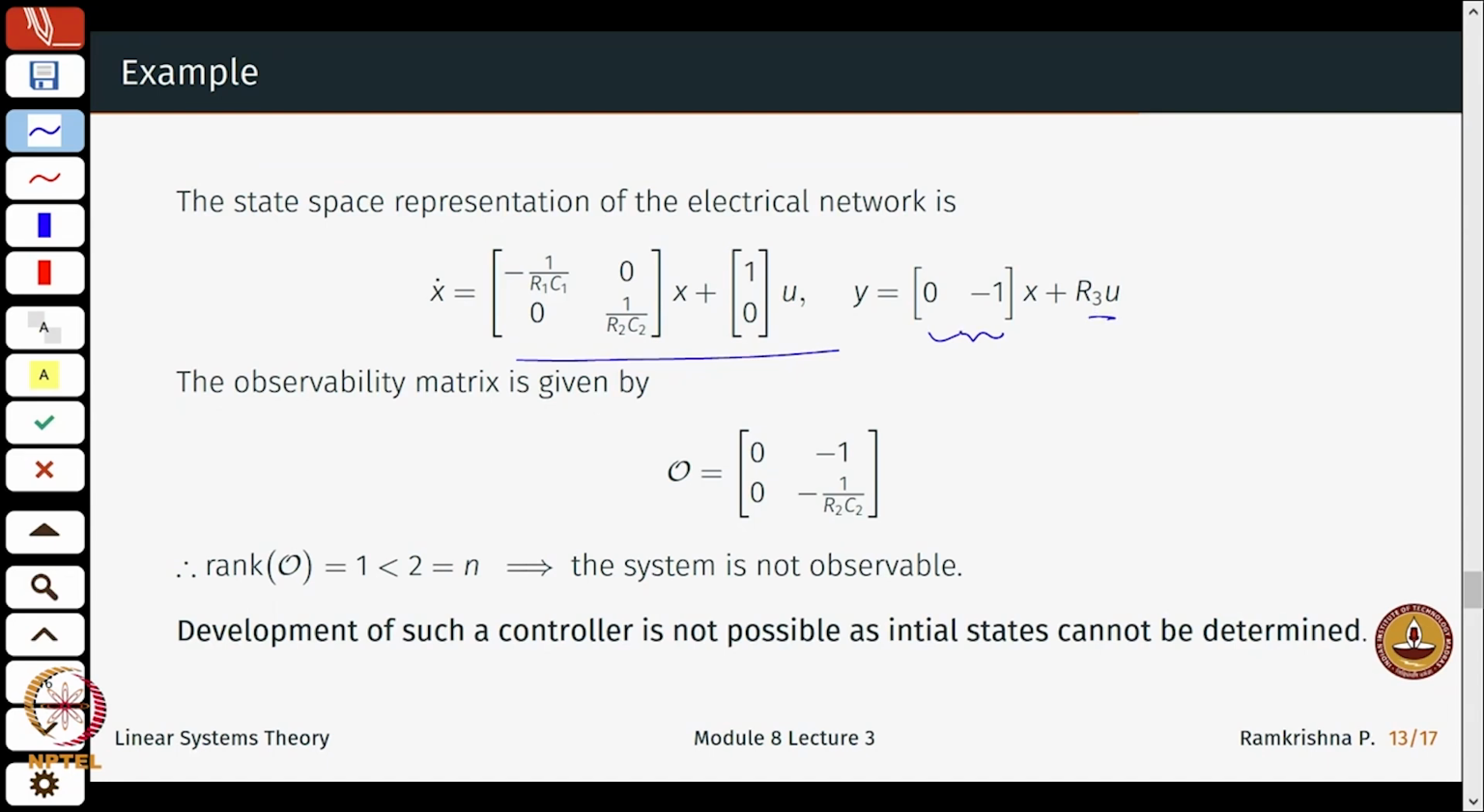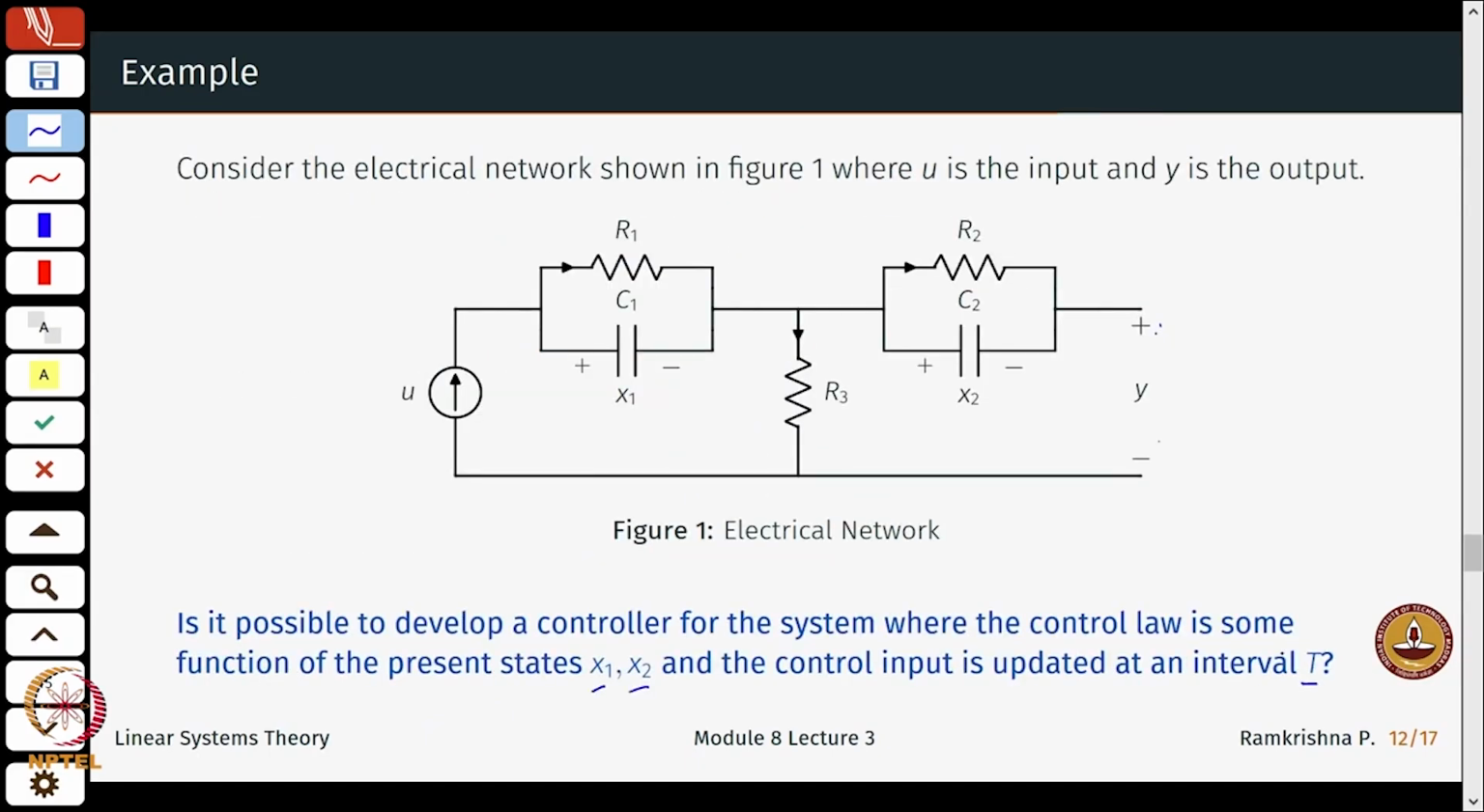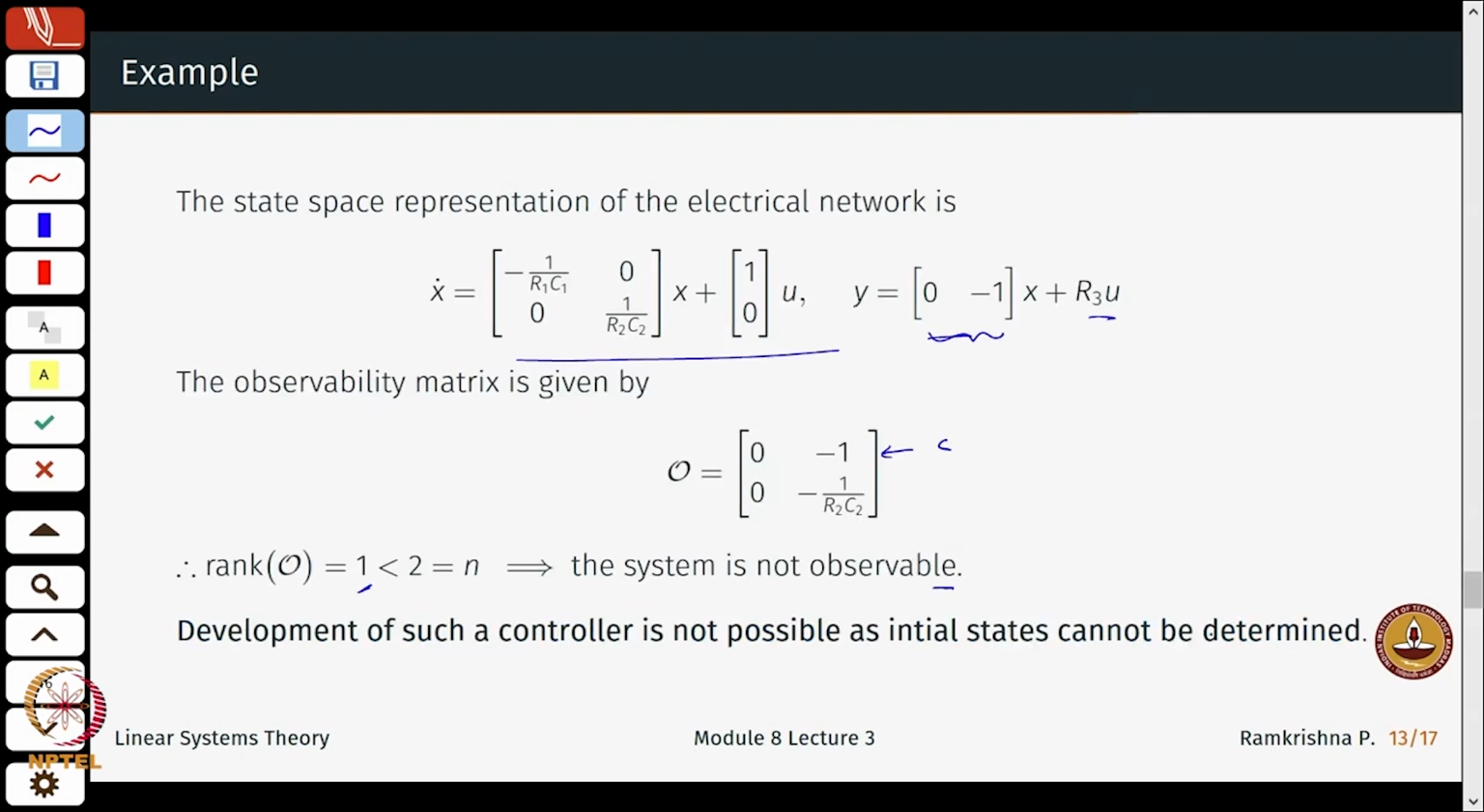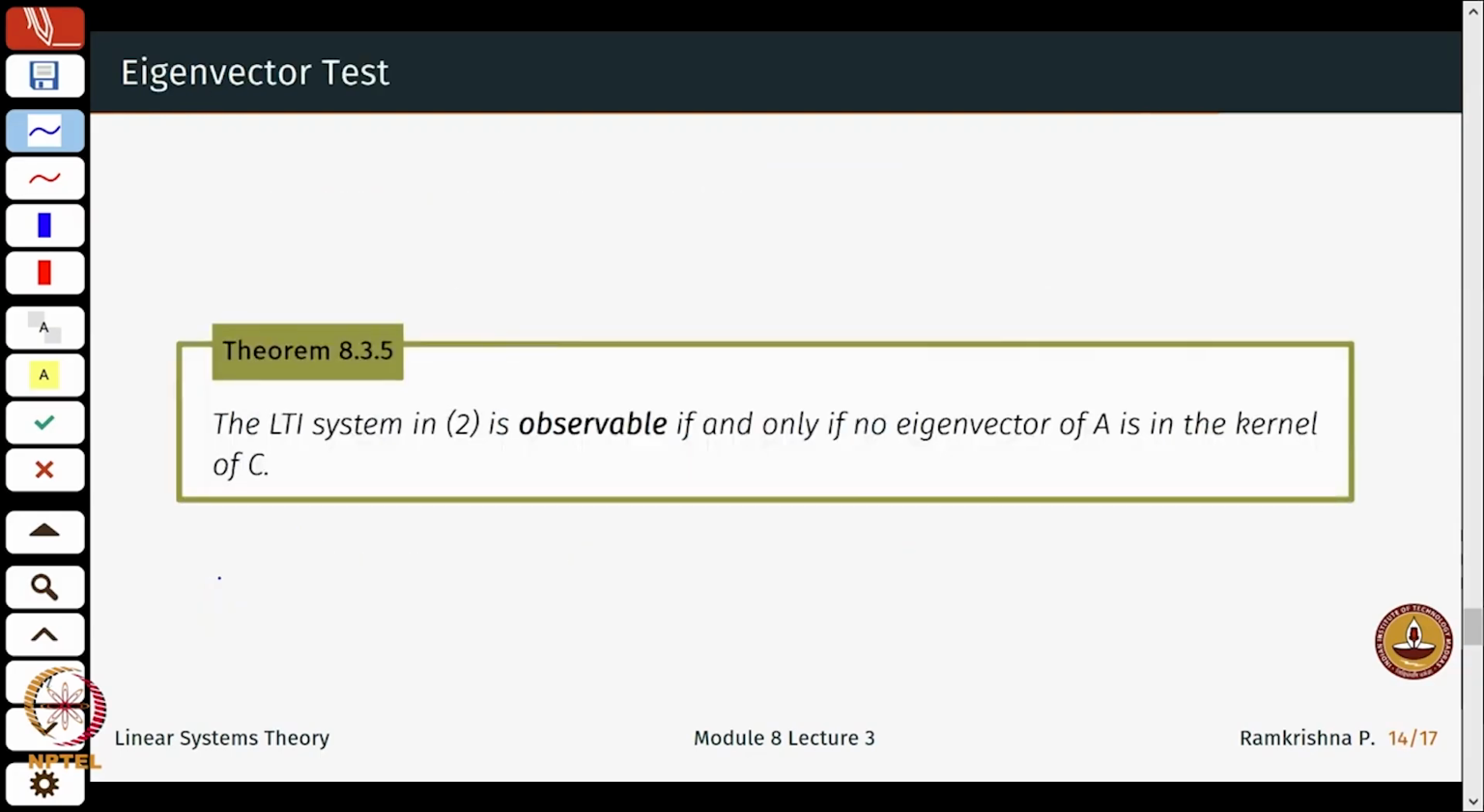Okay, so I just look at the observability matrix, which is just given by C, and then C times A. So I can just look at this matrix and say that the rank of this is not equal to 2, it is actually equal to 1, and therefore the system is not observable. And therefore the problem here, which says can I develop a control law which is based on the present states and the control is updated at an interval t, such a controller is not possible, as the initial states cannot be determined, right. Because the system is not completely observable, right.